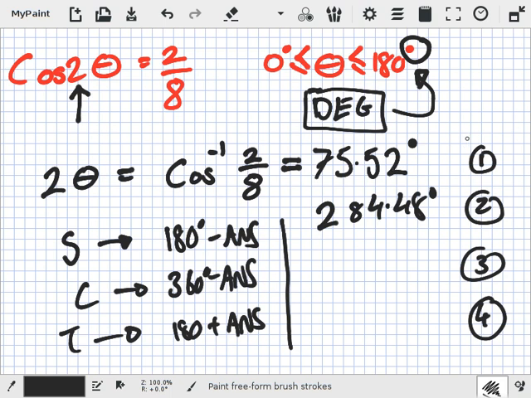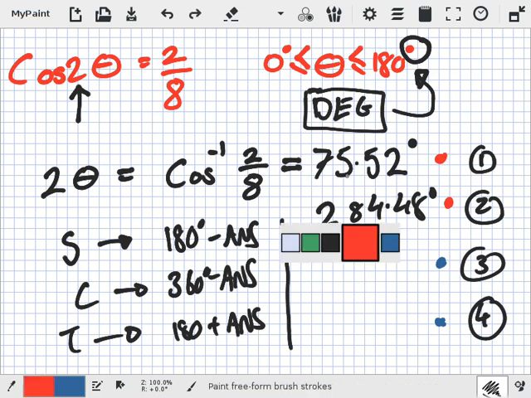But that's only two answers, and I said there should be four. How do we find the extra answers? The good news is it's actually pretty easy. When you have two answers already and you want two more, you take these two answers and add 360, one full circle, to them. So if we do 360 onto the first one and onto the second one, what do we get? Plus the 75.52.